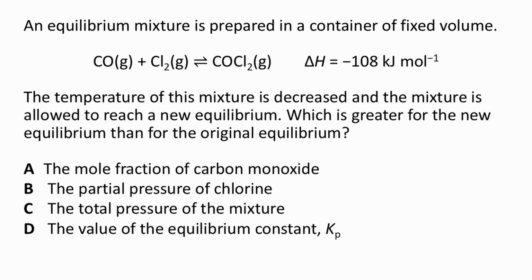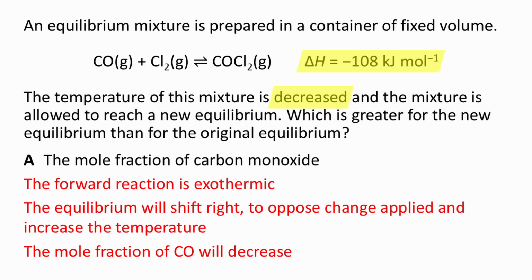The temperature of this mixture is decreased and the mixture is allowed to reach a new equilibrium. Which is greater for the new equilibrium than for the original equilibrium? A. The mole fraction of carbon monoxide. B. The partial pressure of chlorine. C. The total pressure of the mixture. Or D. The value of the equilibrium constant Kp. Let's look at each option in turn.